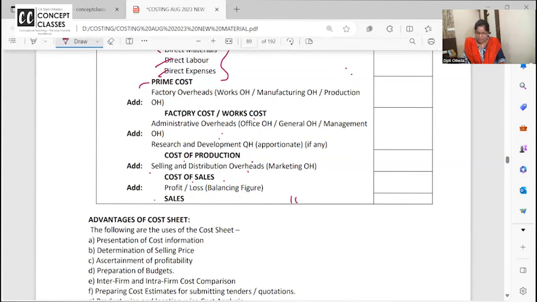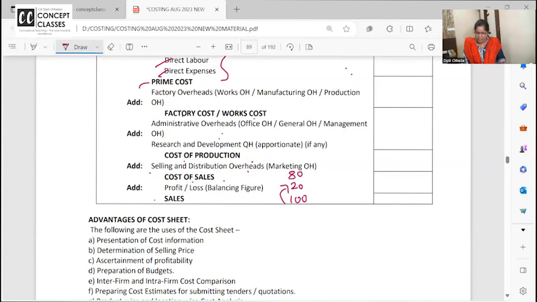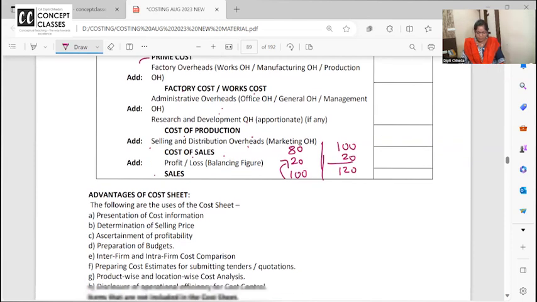See, here is the equation. If sales is 100 and profit is 20% on sales, cost will be 80. If cost is 100, let us take, and profit is 20% on cost, then sales is 120. Is this clear to all of you?